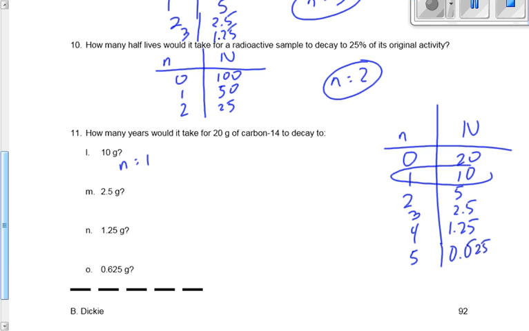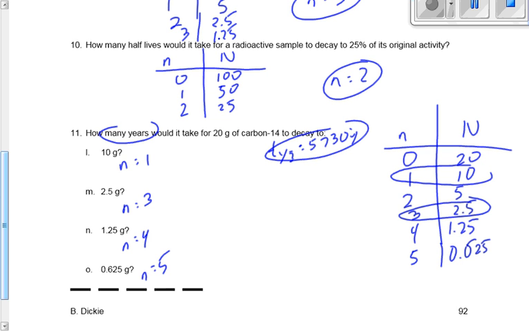2.5 grams would be 3 half-lives, 4 half-lives, and 5 half-lives. How are we going to find how many years that is now? Easy at this point, right? How many years is it? If we have the number of half-lives and we know the half-life from a few of the other questions, let's just multiply 1 by that, 3 by that, 4 by that, 5 by that, and we get our answers.